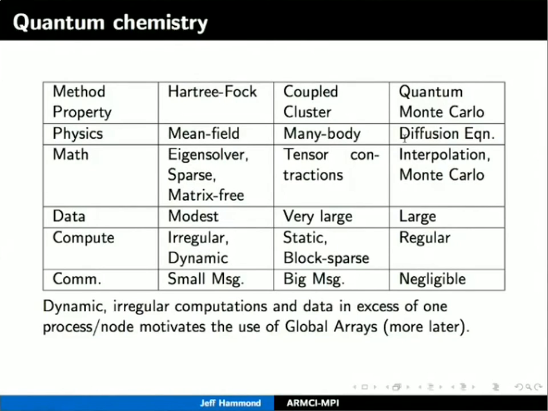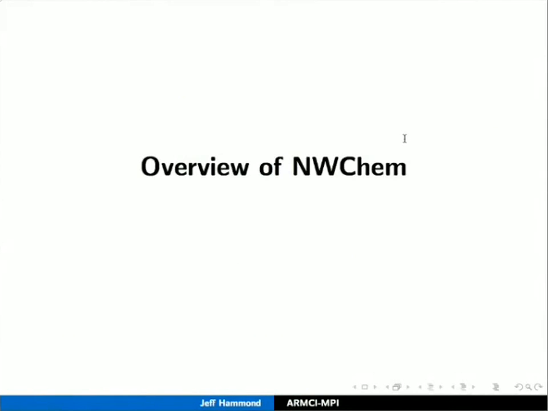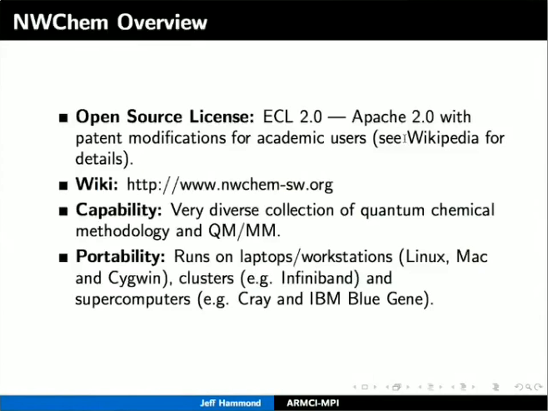Obviously, you're limited by the memory per process if you don't have threading, which a lot of legacy codes lack. So that's the motivation. I'll come back to global arrays in a little bit. So just NWChem, for those of you who are not familiar, is a widely used open source package.